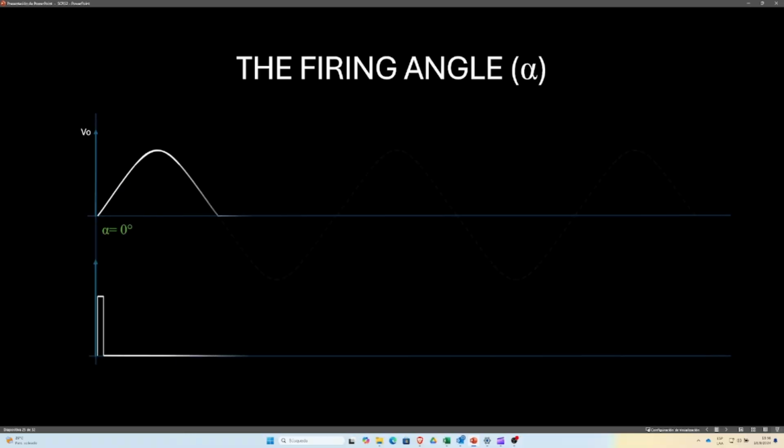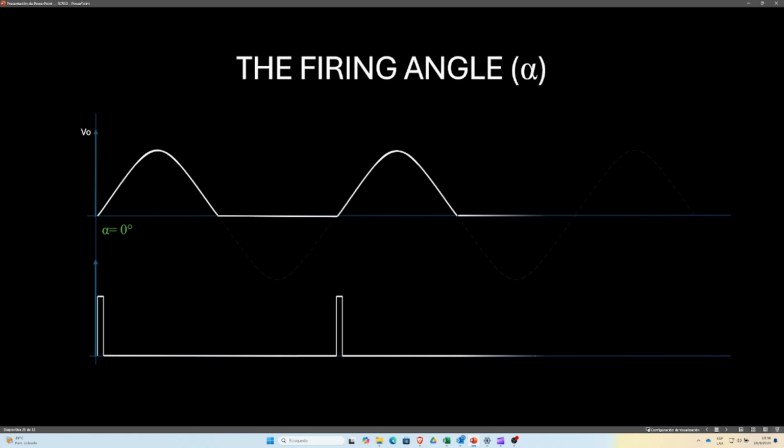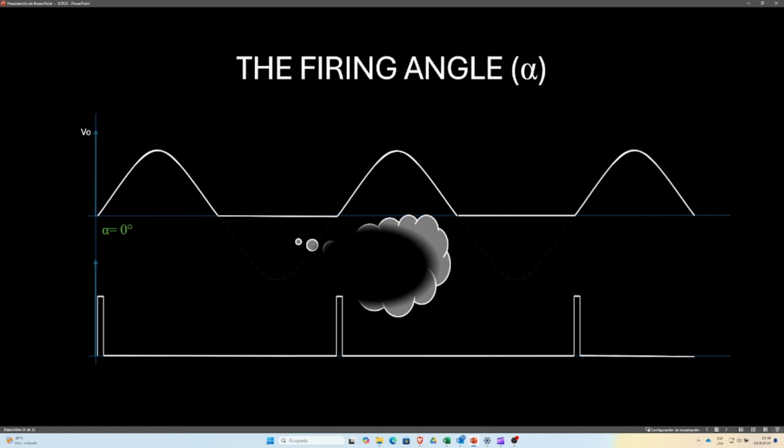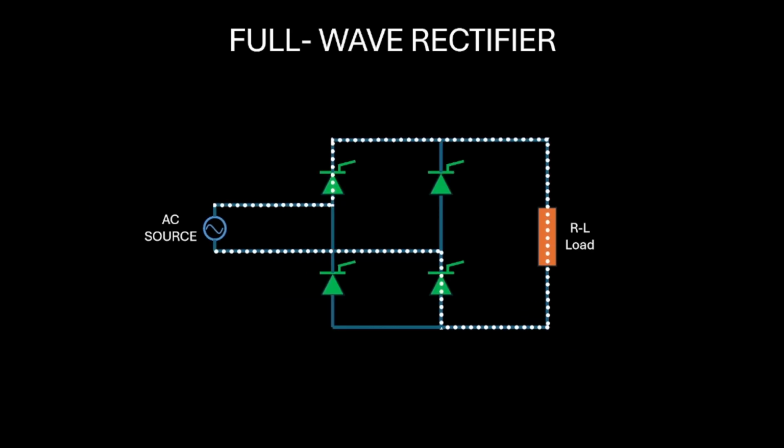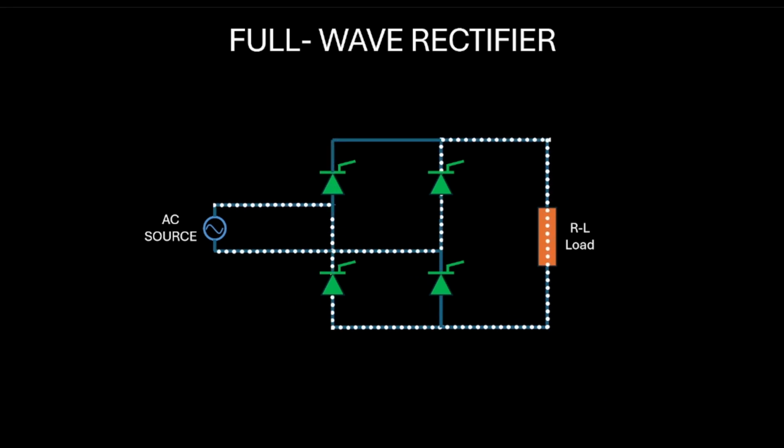As we've seen, the SCR allows us to control the flow of current in a circuit. But what if we wanted to control both the positive and negative halves of the AC waveform? In the next episode, we'll explore how to control a full-wave rectifier using 4 diodes and delve deeper into controlling the entire AC signal. Thanks for watching.